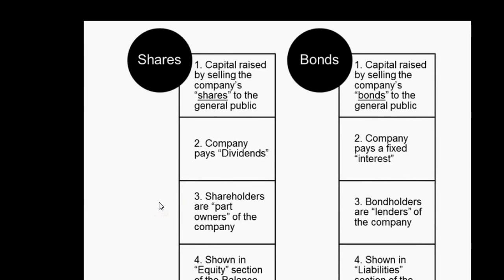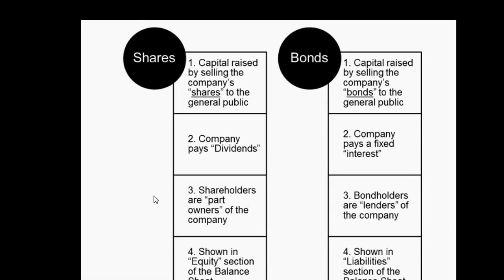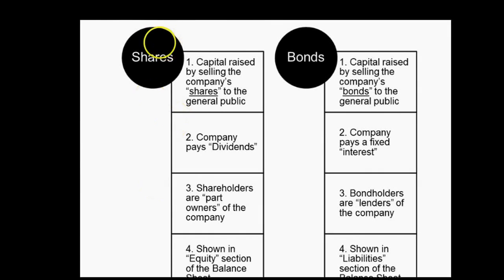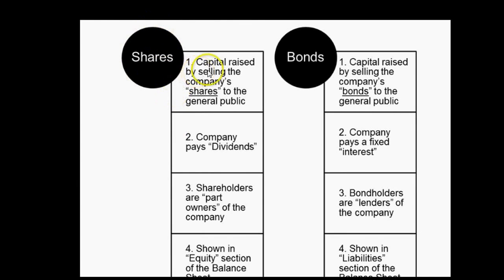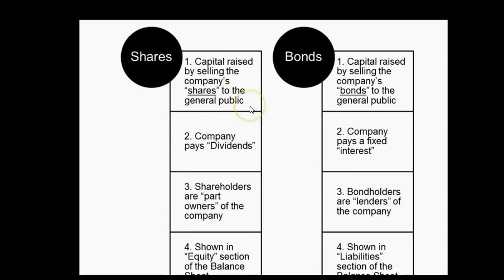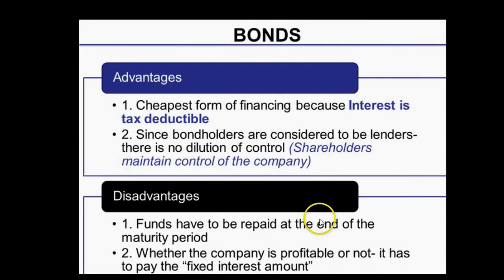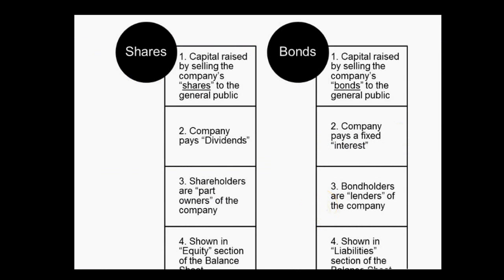Now let's take a look at some of the differences between shares and bonds. Let's begin with the first difference. In case of shares, the capital is raised by selling the company's shares to the general public. In case of bonds, the capital is raised by selling the company's bonds to the general public.